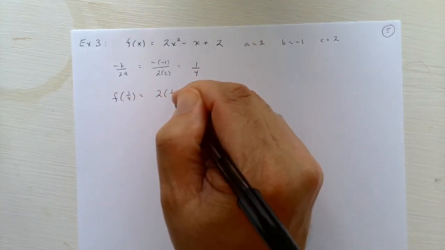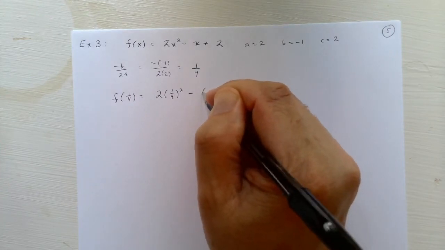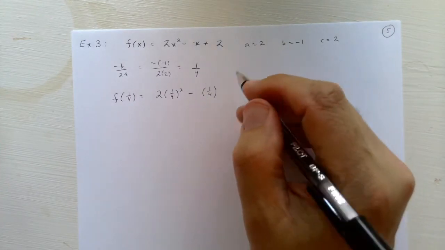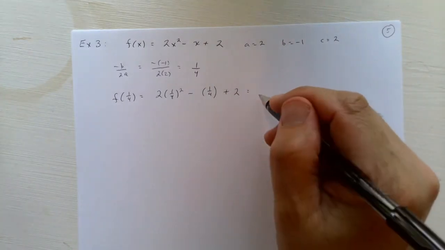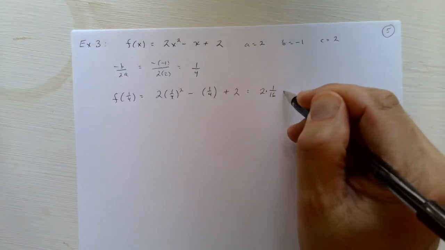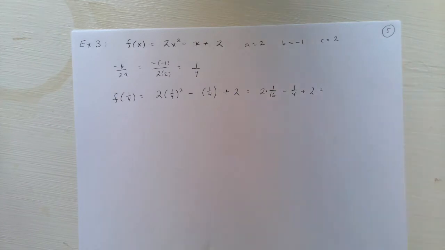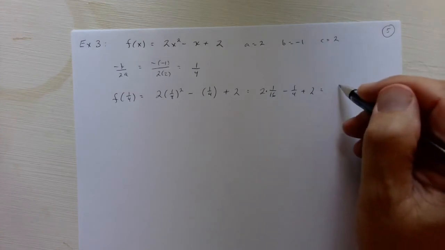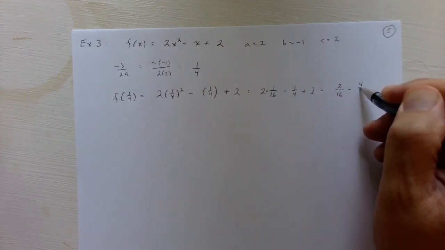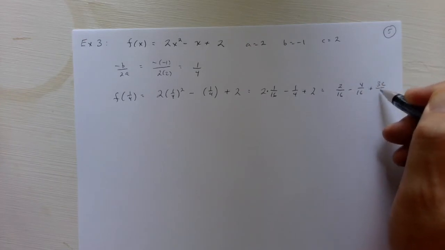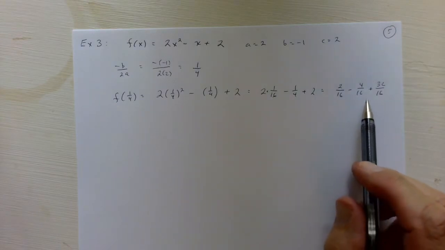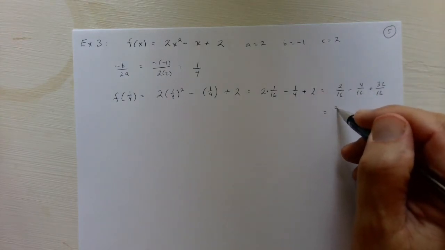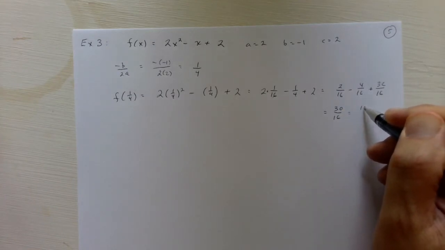which is 2 times 1/4 squared minus 1/4 plus 2. And we just have to get a common denominator and multiply this stuff out. This is 2 times 1/16 minus 1/4 plus 2. Well, actually, let's get a common denominator. This is 2/16 minus 4/16 plus 32/16. 2 minus 4 is -2. -2 plus 32 is 30. So this is 30/16 or 15/8.